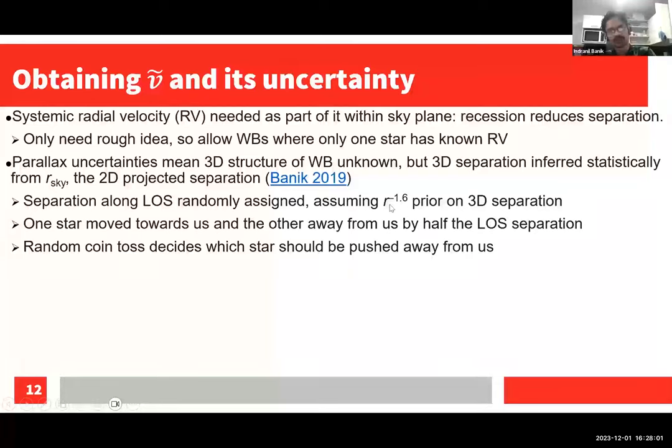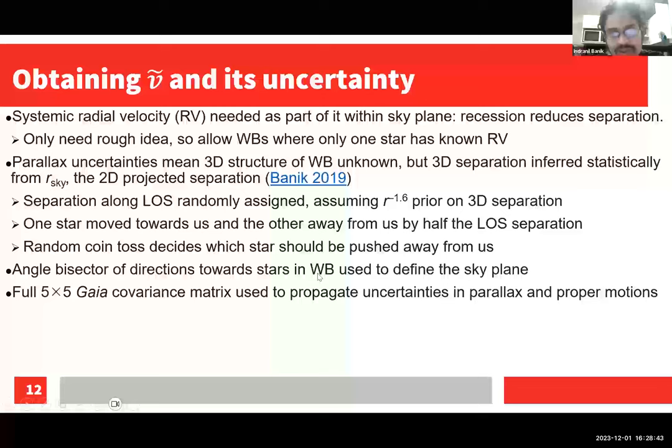Once we've decided what the separation of the wide binary is along the line of sight, in other words, the difference in the heliocentric distances to the stars in the wide binary, we move one star towards us by half that amount and the other away from us by half that amount. And obviously, you have to randomly decide which star should be pushed away from us and which towards us. By the way, this is only done if the Gaia trigonometric parallaxes aren't very precise. If they are, then we directly use the Gaia trigonometric parallaxes. But we're expecting that to only very rarely occur for the distances that we are considering.